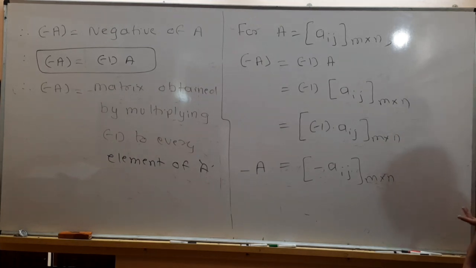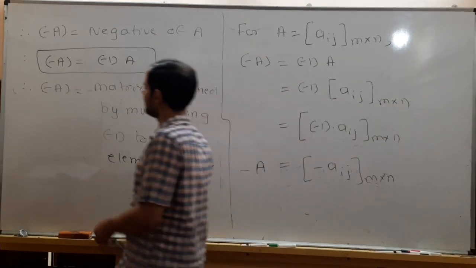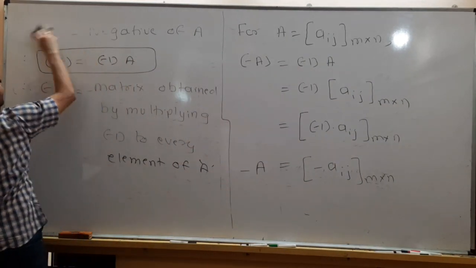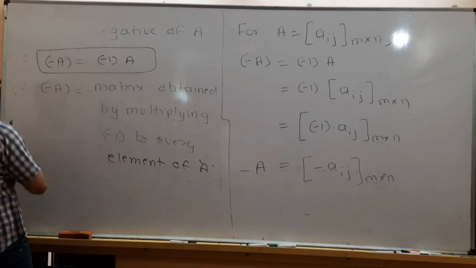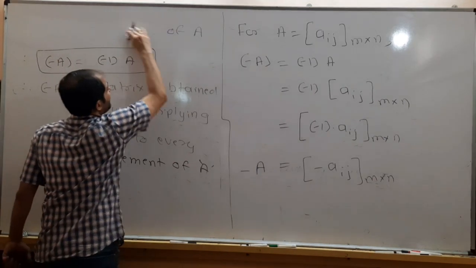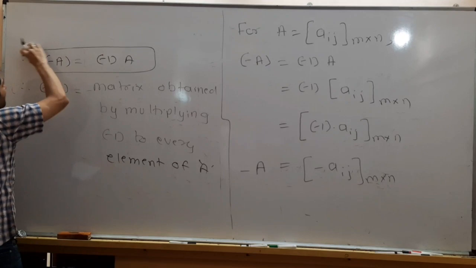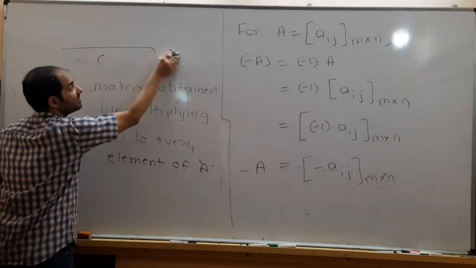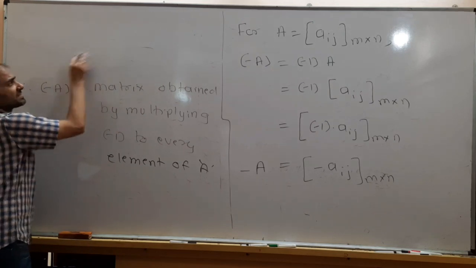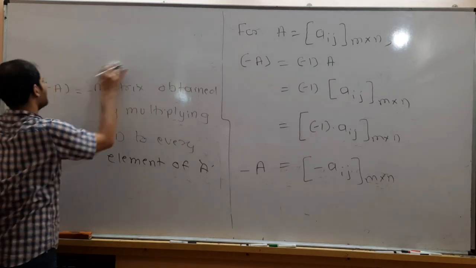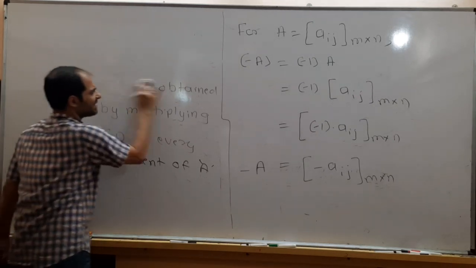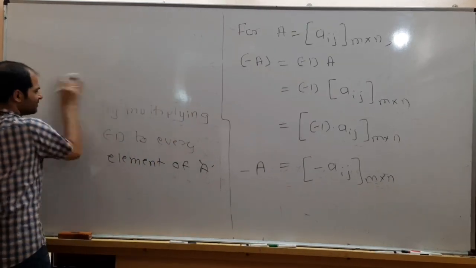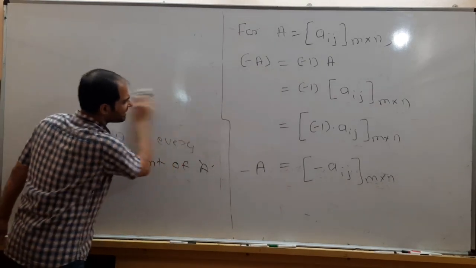Easy? And again I will give two examples. You will understand. So what is minus A? It's negative of A. What is negative of A? It's a matrix, minus 1 into A. And what is minus 1 into A? Matrix obtained by multiplying every element of A with minus 1. I think pretty much clear. Personally, I feel you will not be having any doubts.